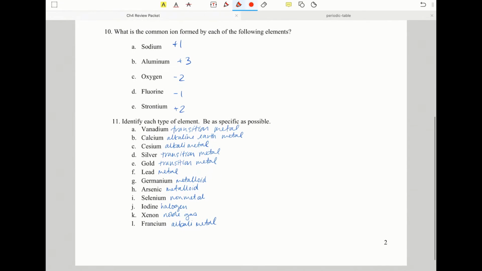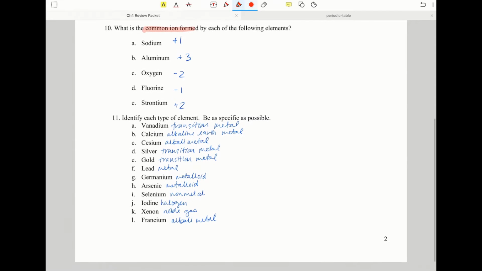Common ion, do be mindful that you are able to find the common ion formed by any given element based on its location in the periodic table. What group is it in? How many electrons does it need to gain or lose in order to fill its valence? So make sure you go back to that.